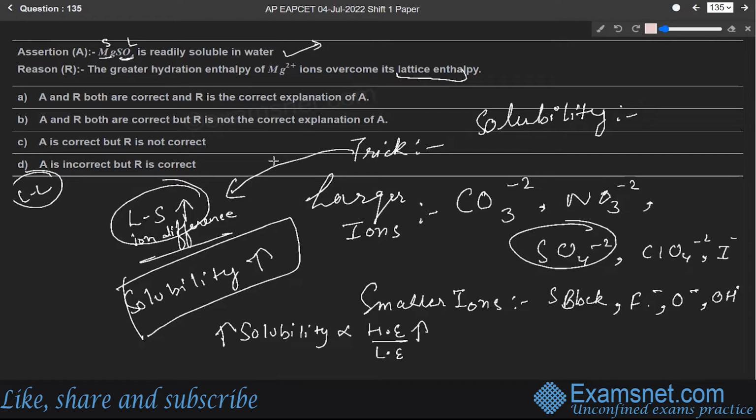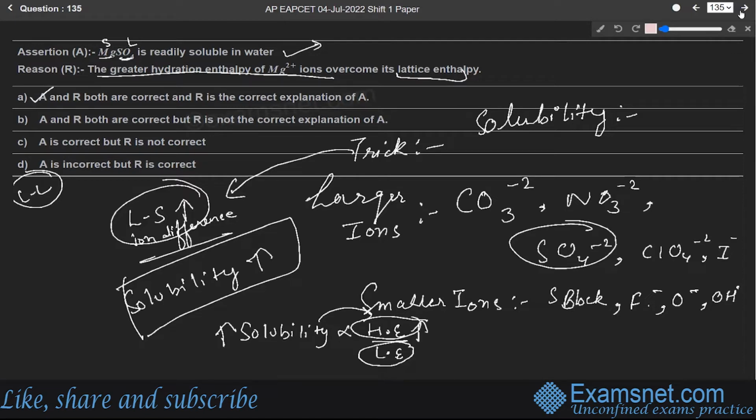So you already know that MgSO4 solubility is high. That means it would have high hydration enthalpy, right? Less lattice enthalpy, right? So the greater hydration enthalpy of Mg2+ ion overcomes its lattice enthalpy. I already told you solubility is high, which means hydration enthalpy would be high. So both are correct, and the reason is the correct explanation of the assertion. The answer fits the question.